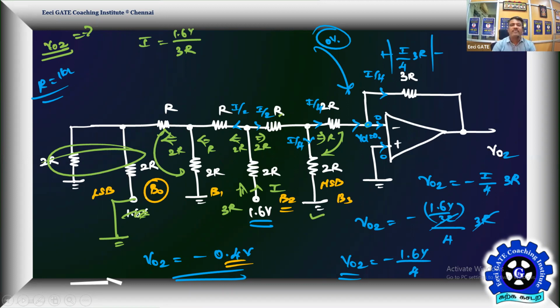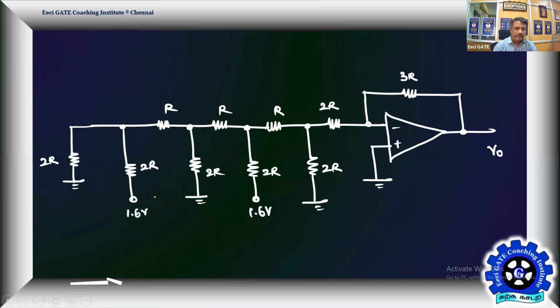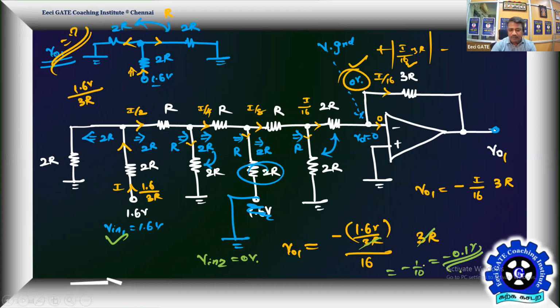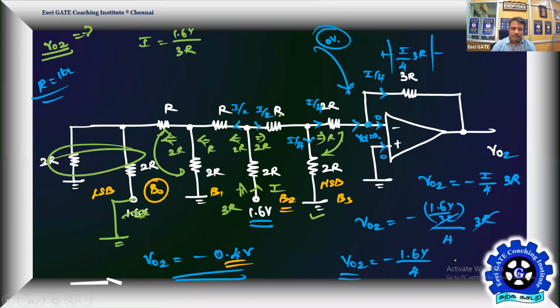So this B0 already contributed. This B0 line made 1 contribute minus 0.1. If all are connected to 1.6, you can imagine this is minus 0.1, this is minus 0.2, this is minus 0.4, this is probably minus 0.8. It will be the output. That's the maximum output this 4-bit DAC can produce.